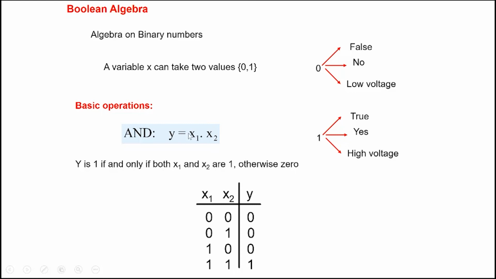So y depends on two variables, x1 and x2. x1 can take any value, 0 or 1, and x2 can take any value, 0 or 1. Together x1 and x2 can take 4 values: 0 0, 0 1, 1 0, 1 1. This is called the truth table, the relationship between y and the two variables x1 and x2.